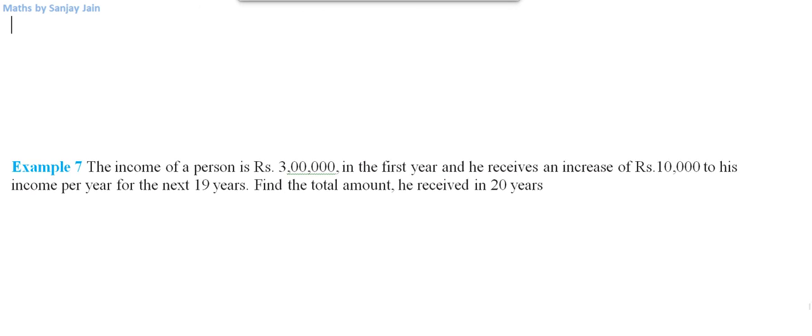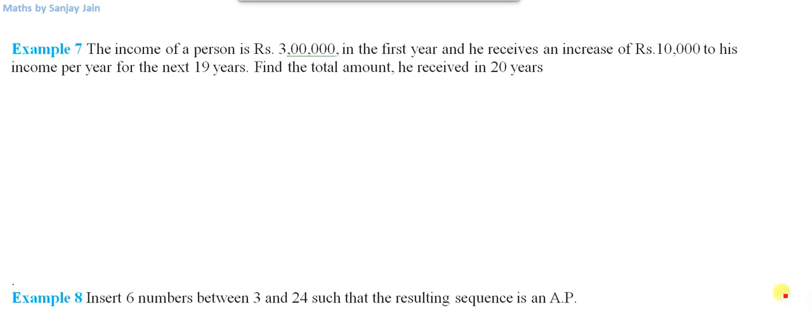Okay, so this is the next question that we have. The income of a person is rupees 3 lakhs in the first year, and he receives an increase of 10,000 to his income per year for the next 19 years. Find the total amount that he received in 20 years. So first year he received 3 lakhs, right?